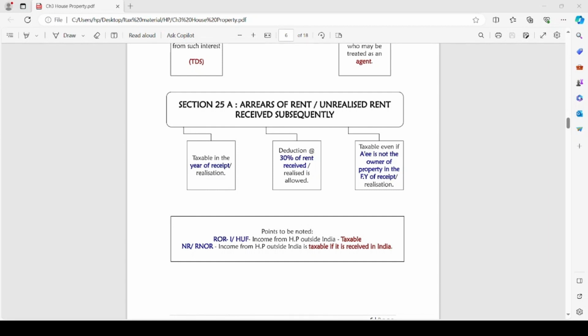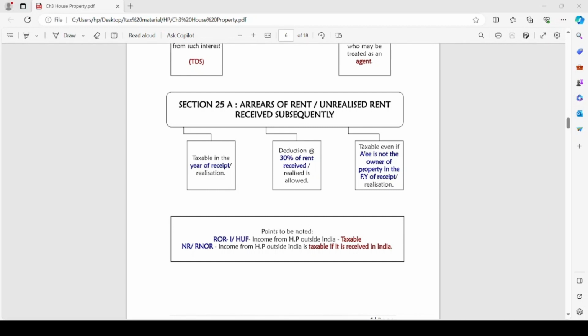First, ROR, who is an individual or HUF, can generate income from house property outside India. If there is a house property outside India of a resident and ordinarily resident individual or HUF, it will be taxable. But for a non-resident or resident and not ordinarily resident, income from house property situated outside India is taxable only if it is received in India.